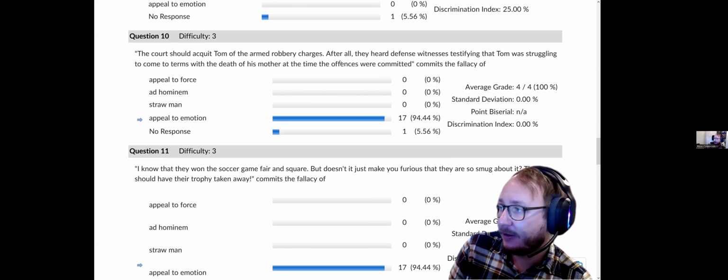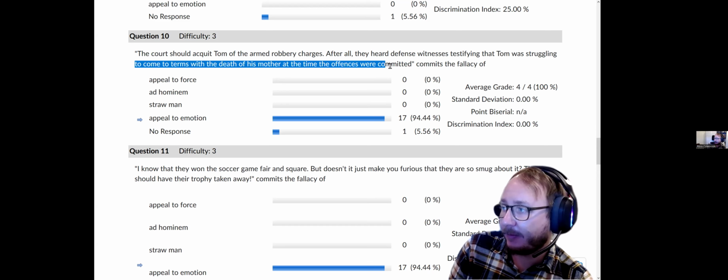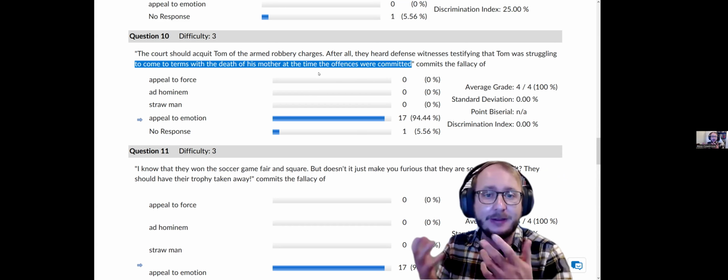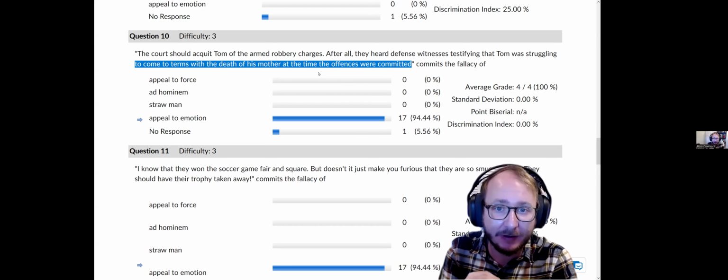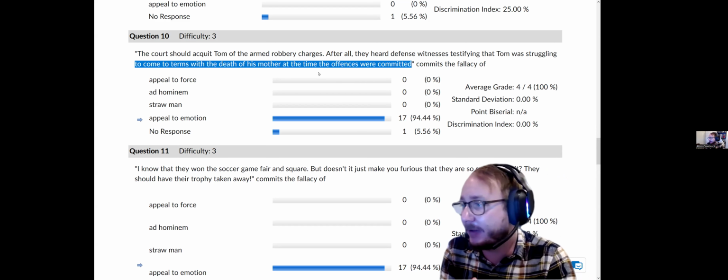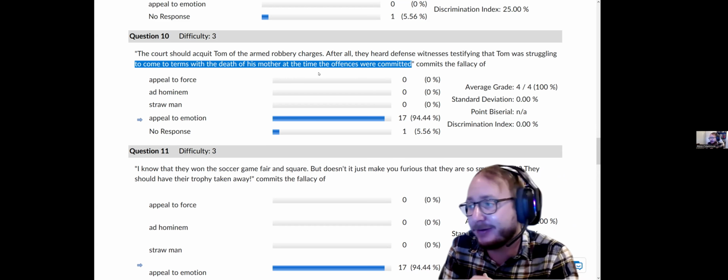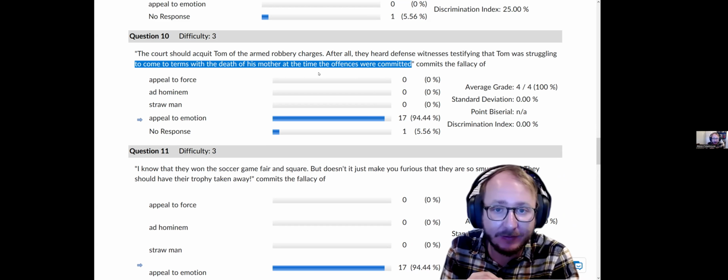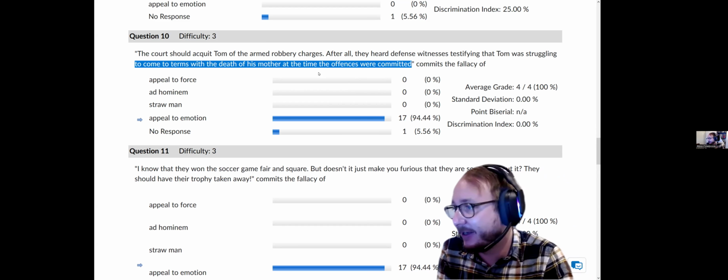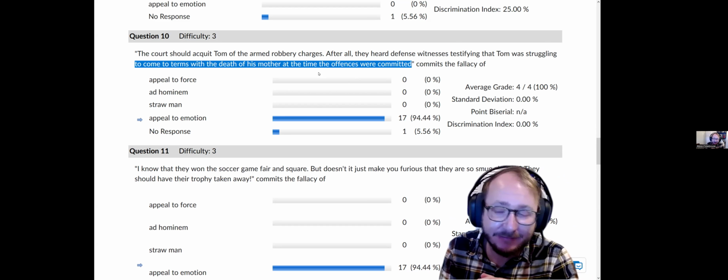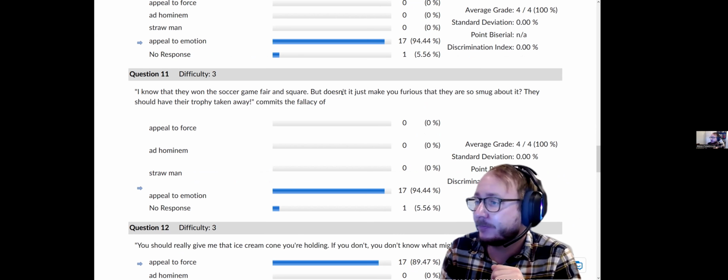Question 10. This is trying to get us to feel bad for Tom because he was struggling to come to terms with the death of his mother at the time he committed this armed robbery offense. But of course, whether he was going through difficult life circumstances may be irrelevant to whether he should be acquitted if he did the crime. Maybe it's a mitigating factor that means his sentence shouldn't be as harsh as it otherwise would be, but it definitely shouldn't mean you should acquit him. Yes, this is an appeal to emotion, trying to get you to feel bad for him.